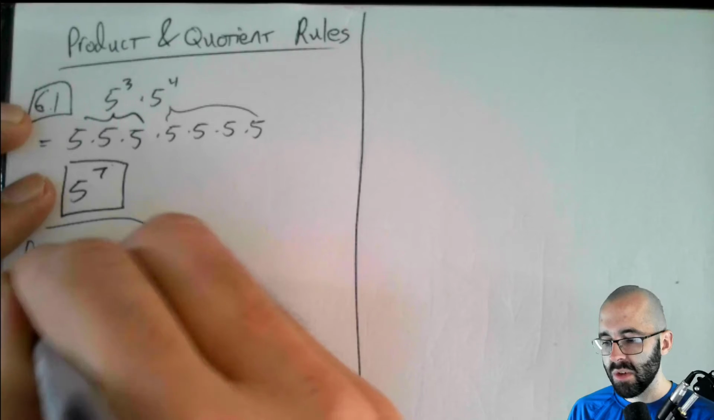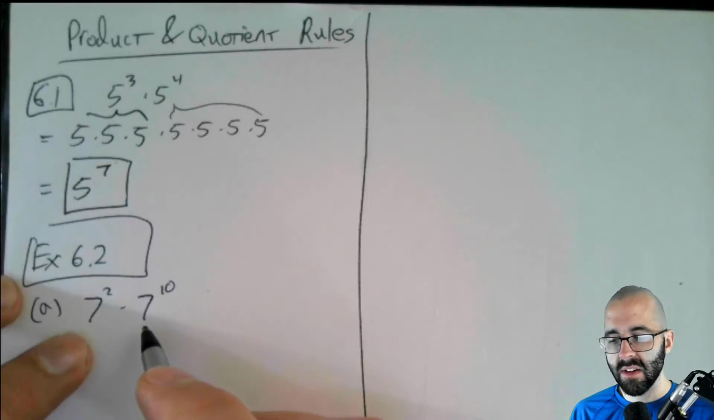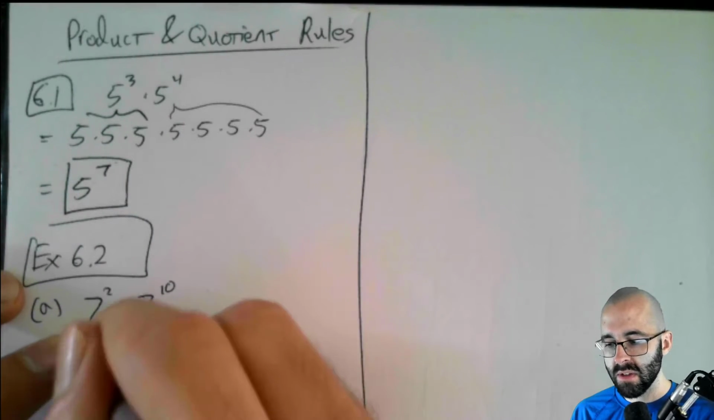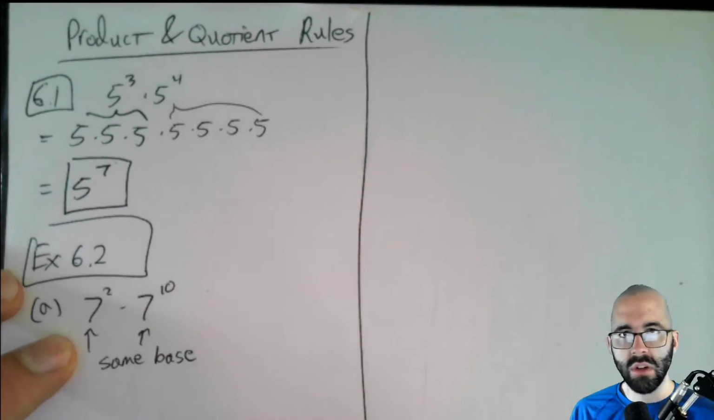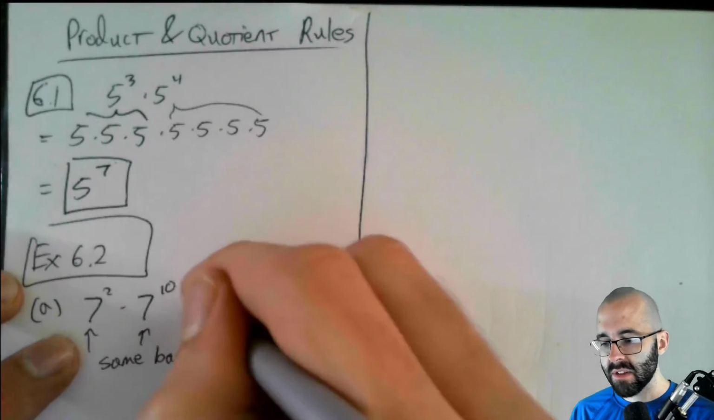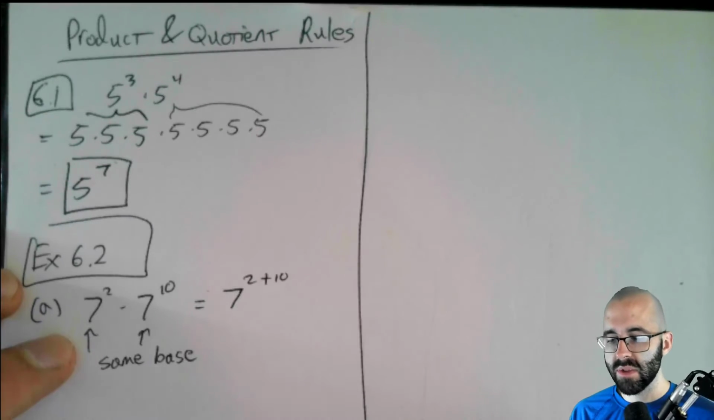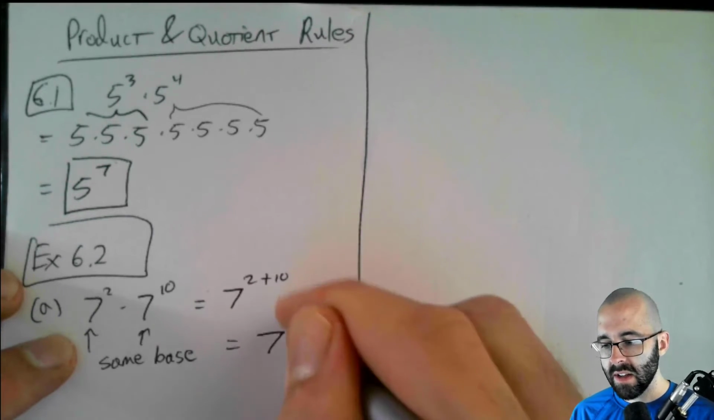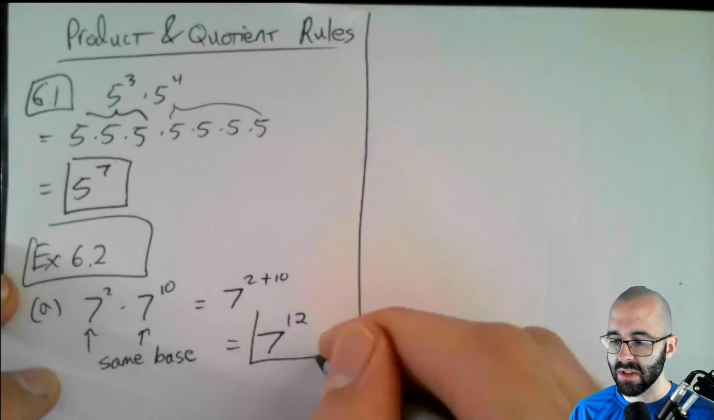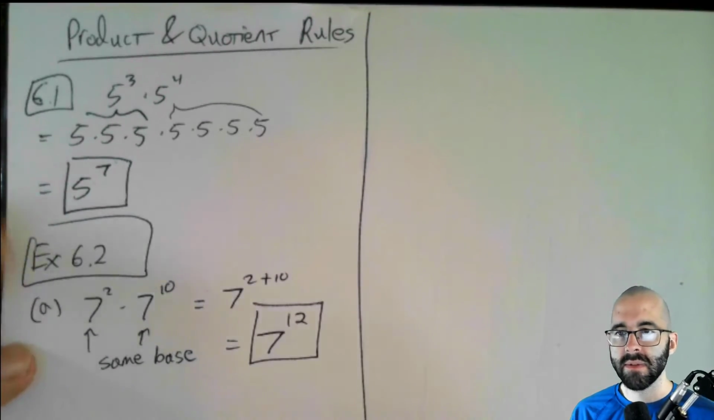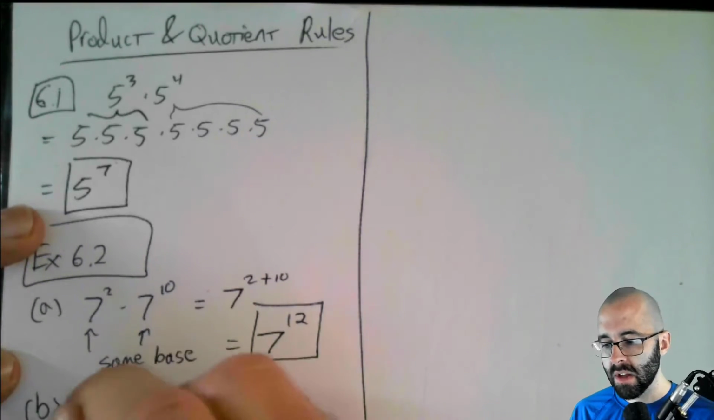For example 6.2, we'll start with 7 squared times 7 to the 10th. The bases are the same. Very important to notice. You don't have to write this, but you should notice it. The bases are the same, so we just add the exponents together. Well, 2 plus 10, that's 12. And this is a very, very, very big number, so we'll just leave our answer like this. Okay, let's do another one, part B.